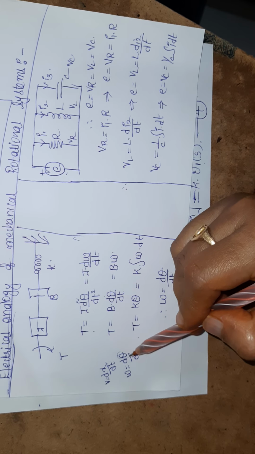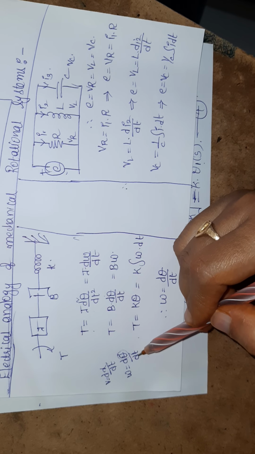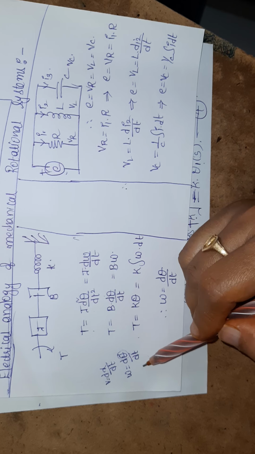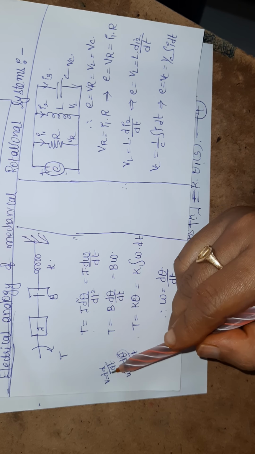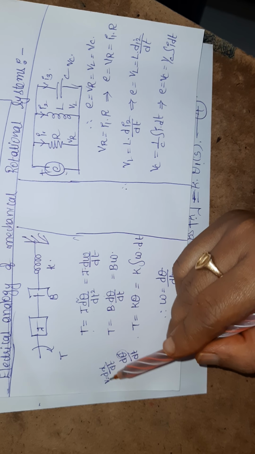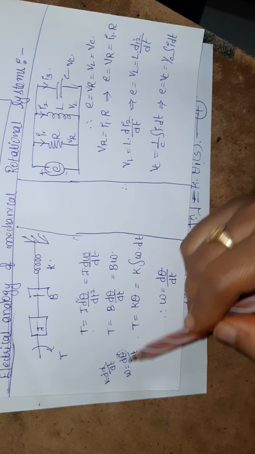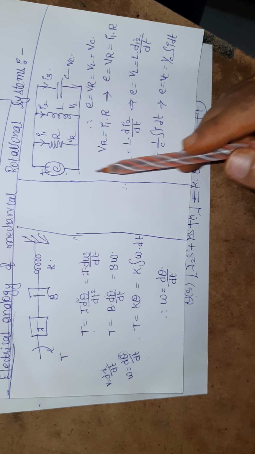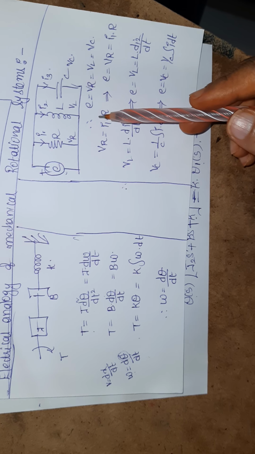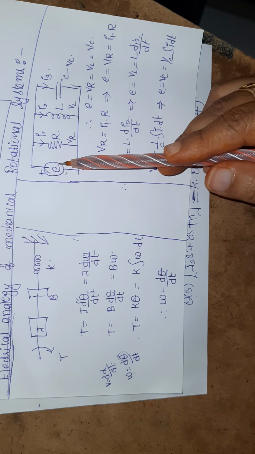Theta is nothing but angular displacement. So d theta by dt is equal to omega. Like here, this is velocity, this is velocity. So here what we have to do is consider RLC components which are connected in parallel, and it has a voltage source V.